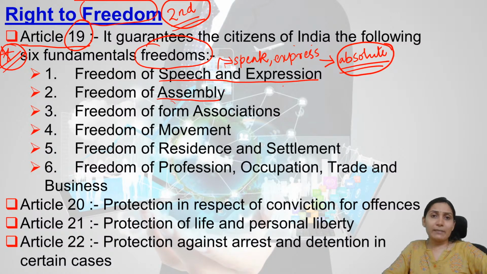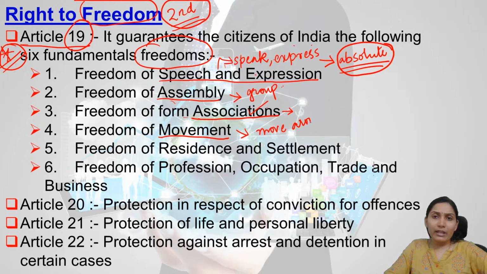Second is freedom of assembly. Assembly means you can gather together as a group. Next is freedom to form associations. You can form your own associations, trade unions. There are many associations, many councils, so all these can be created. Next is freedom of movement. Movement means that if you are a citizen of the country, you can freely move around in any place in India. Okay.